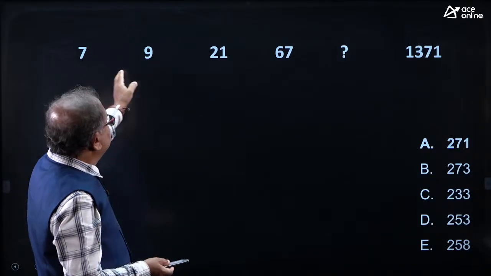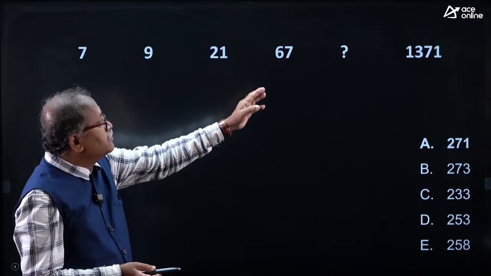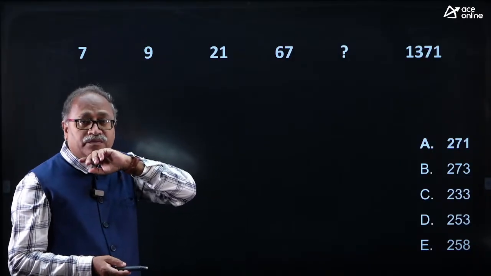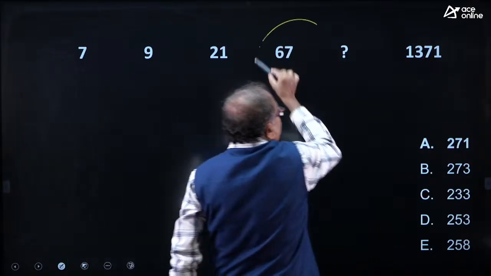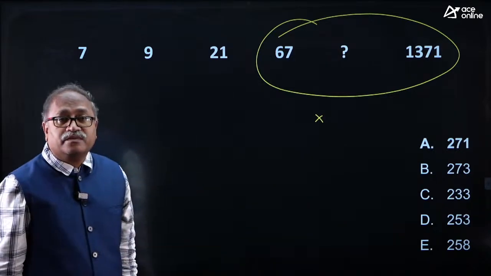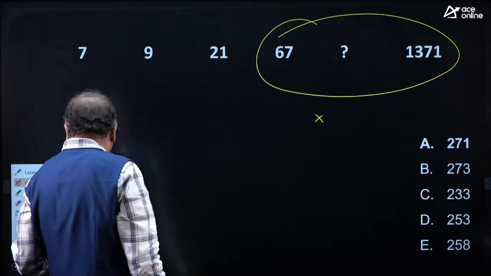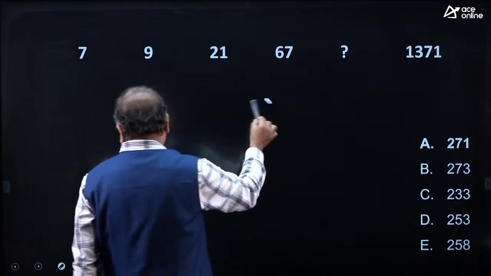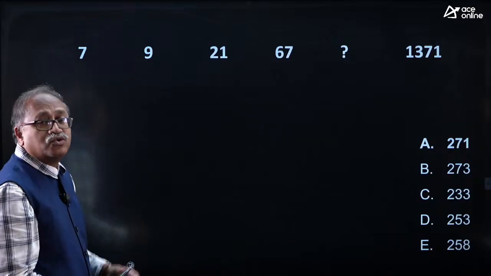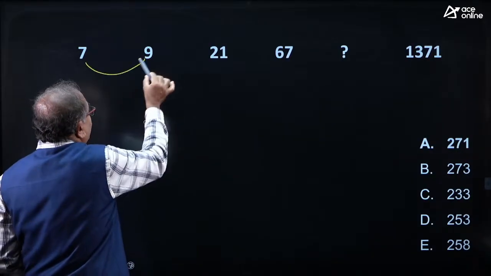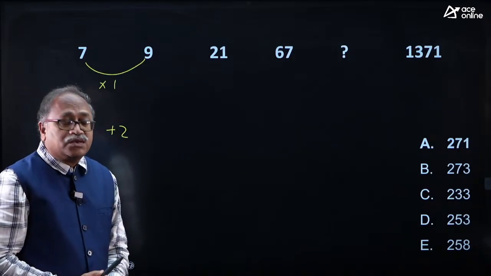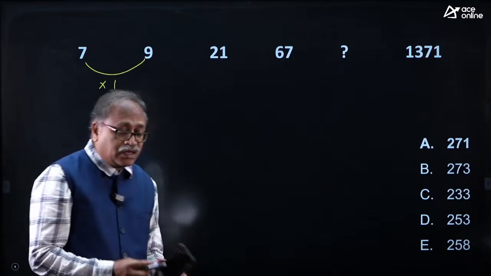Now, I notice that it is 7, 9, 21, 61, and after one step it has moved on to 1371. This part of the question suggests that it is a multiplication based question. So, I will check this with multiplication here. The first multiplication can't be into 2. So, if I go for into 1 plus 2, I get this one. The next part I leave it for you because I gave the clue.